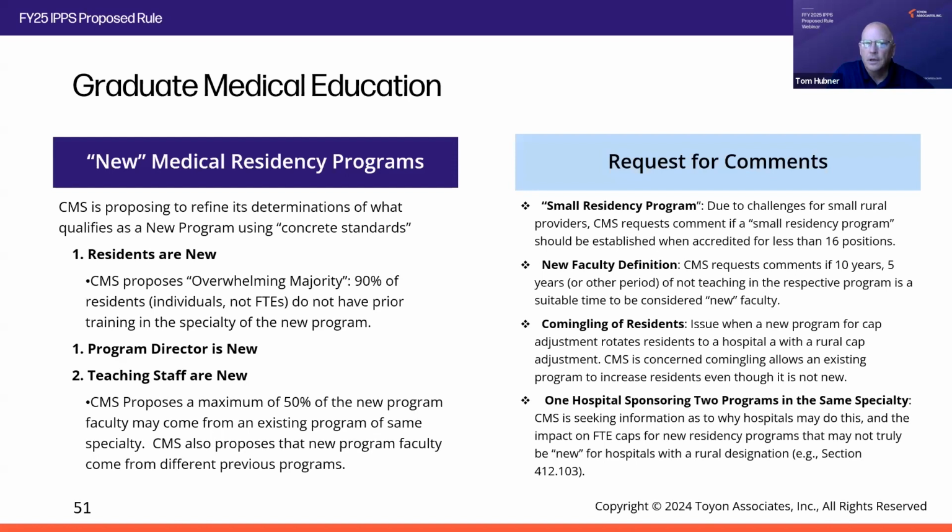They also recognize that programs in small rural areas or small programs would have a difficult time hiring all brand new residents and all brand new faculty and program directors, just because they have a limited labor market. So CMS is considering defining a small residency program that they would relax the rules on a little bit. And they're also asking for some comments on the commingling of residents in a situation where maybe a new program starts at a hospital, but the residents do rotations in an existing program, basically working in another program that already existed, and they're questioning whether they should create some rules around that. So really, they're just asking for some comments from the industry as to how they might implement these rules.